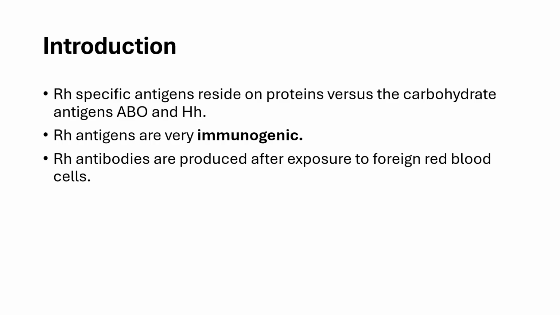For antibody production, the Rh antibodies are not naturally occurring. They are produced after exposure to foreign red blood cells through either blood transfusion or fetal-maternal hemorrhage. This is typically an IgG class antibody, which can cross the placenta.